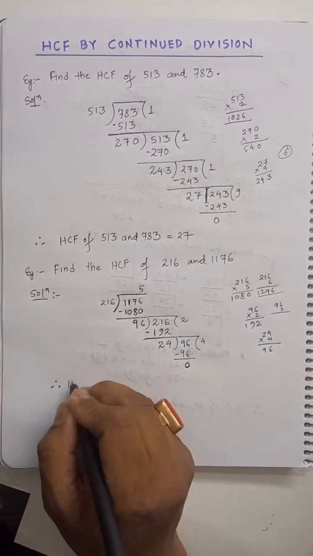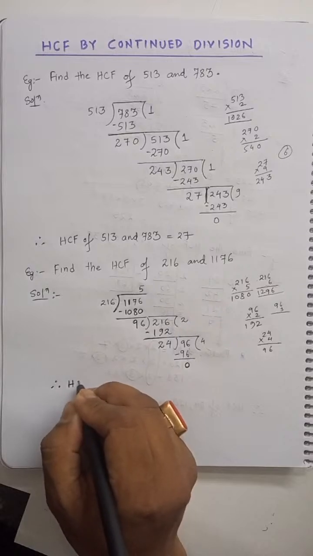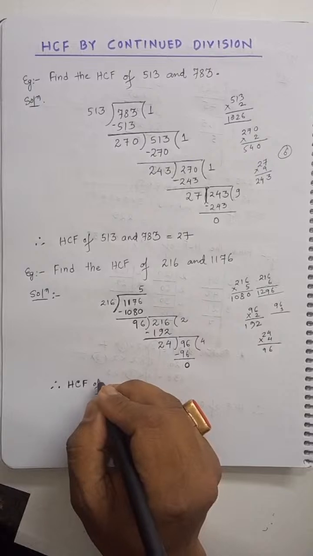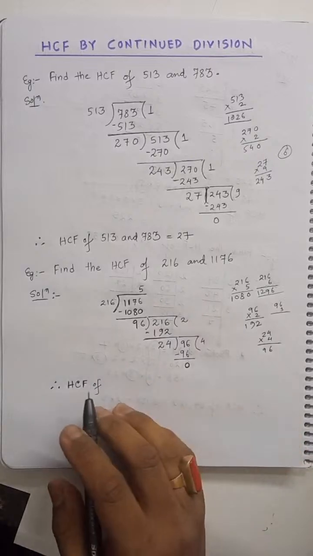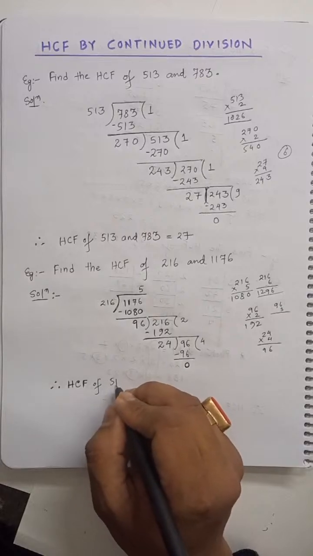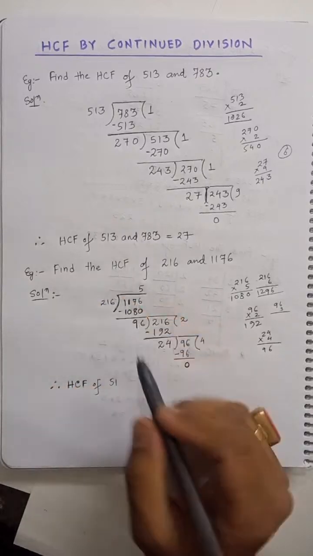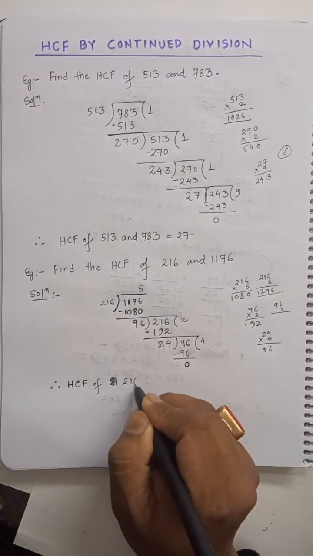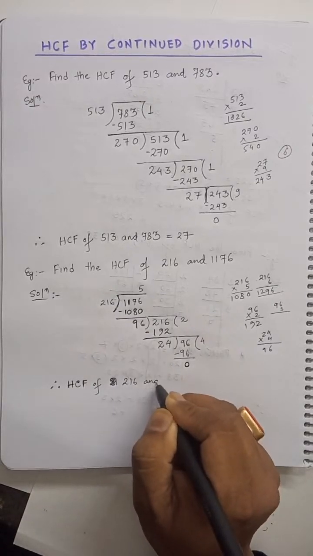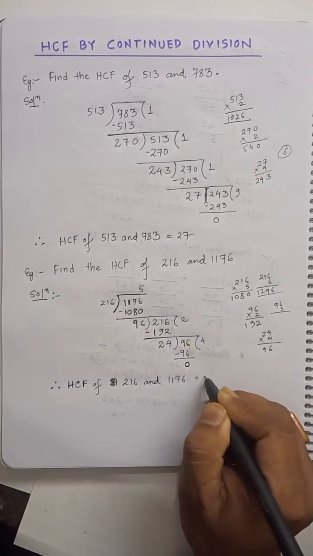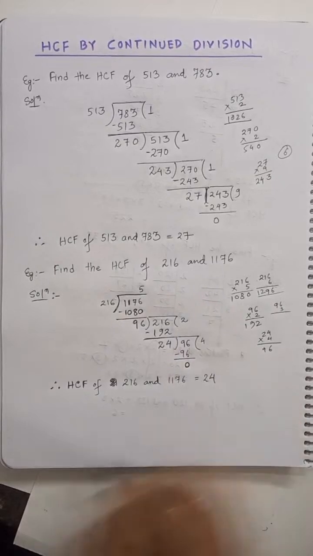So see how easy this method is! But the thing is, if you make a mistake while dividing, then no one can help. Okay, I just wrote the previous question. HCF of 216 and 1176 equals how much? 24. Okay.